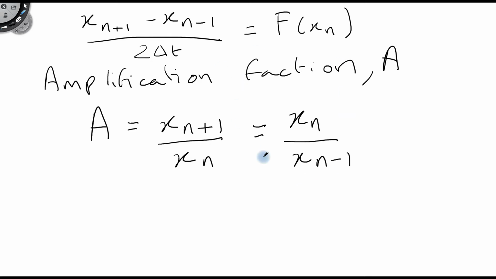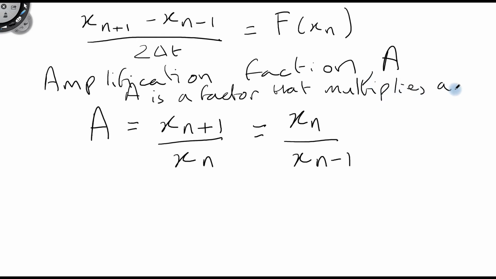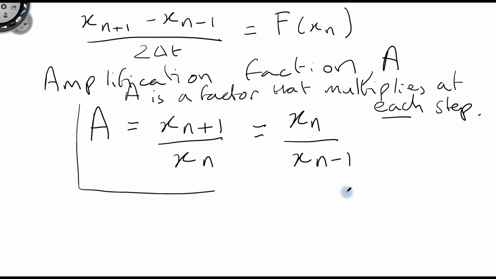This shows you understand what the amplification factor means. It's a factor that multiplies each step. So just say A is a factor that multiplies at each and every step. And that's just really, so you could carry this sequence on. It could be x_{n-1} over x_{n-2}. We won't need that for this derivation, but that's the key starting point.